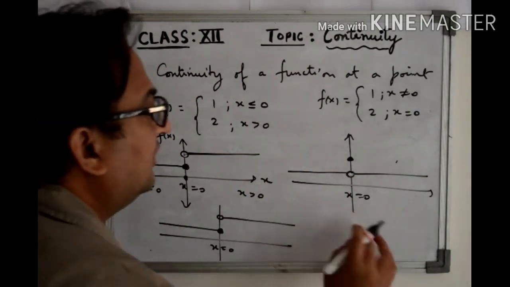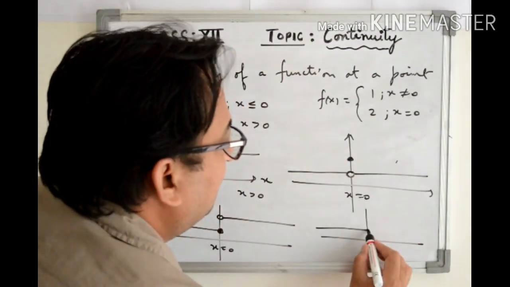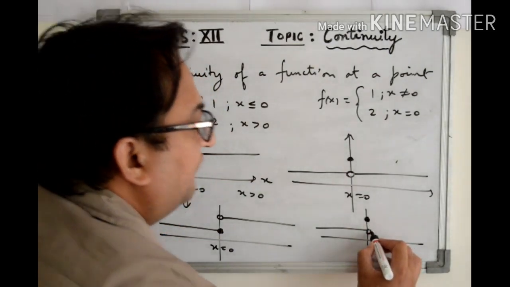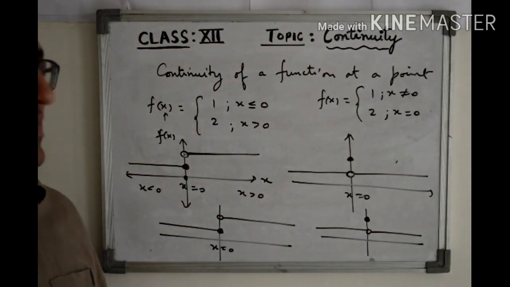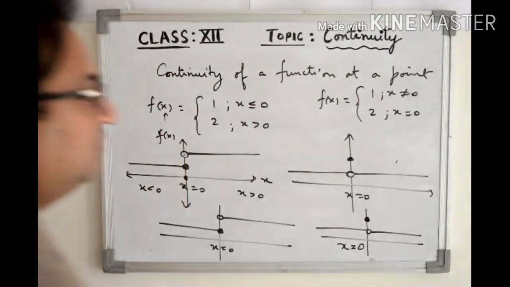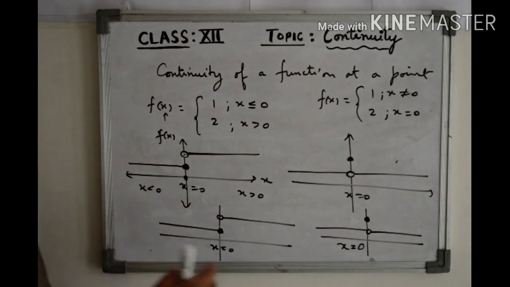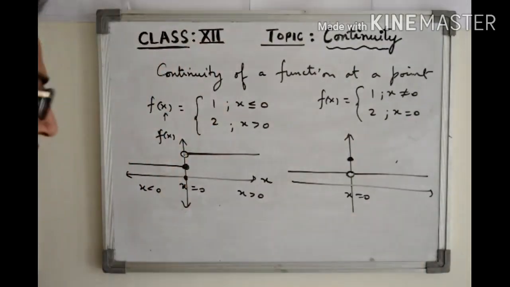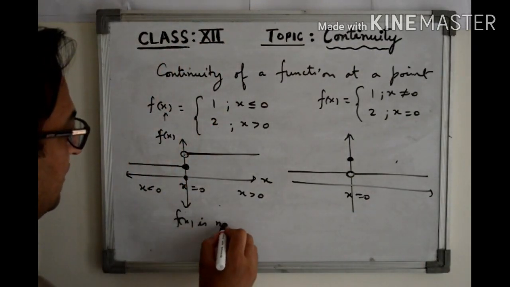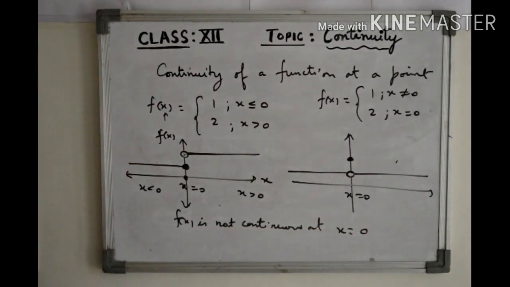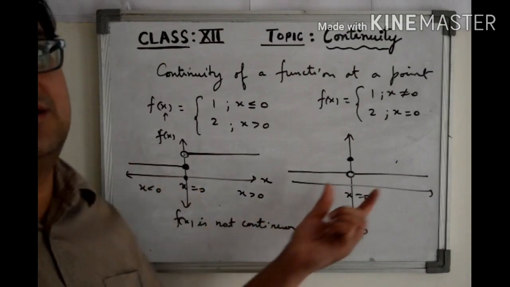And again, if I try to draw the graph of this function, it will be like this. Then I have to lift my pen to plot this value. Then again I have to start from here. It means I have to lift my pen. In both the cases I have a break at x equal to 0. So by these two examples I can say the function f(x) is not continuous at x equal to 0. I can say the function is not continuous at this point x equal to 0. This function as well as this function.